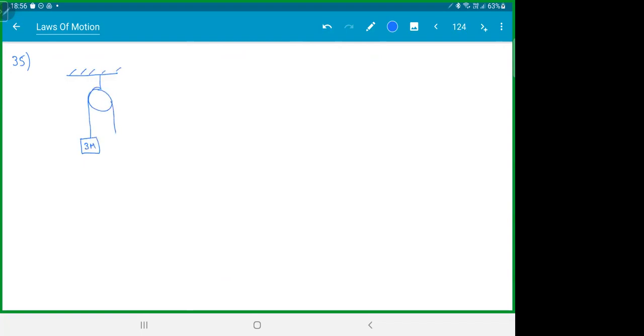3M, 2M, and M. Find acceleration of the 3M block. Yes, you can actually find acceleration of all the blocks, but okay. Let's get this.